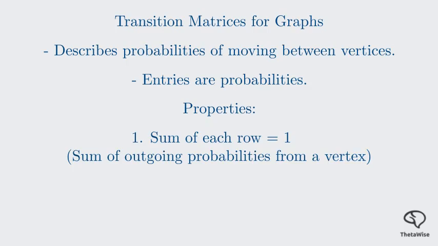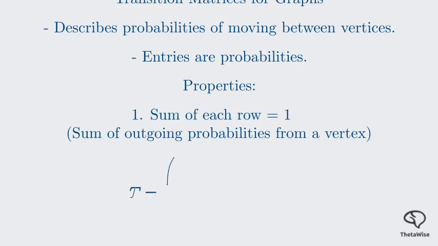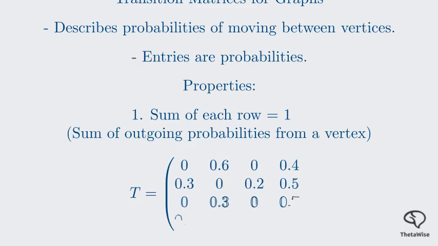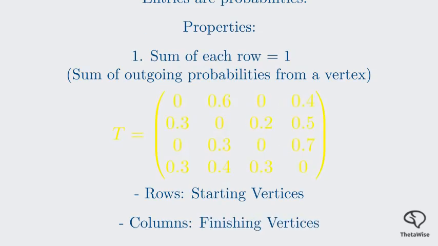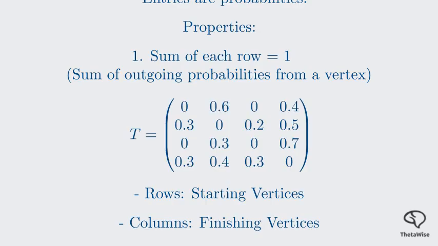In this specific book's convention, the rows represent the starting vertices and the columns represent the finishing vertices. This means that to find the probability of moving from, say, city A to city B, we look at the entry in row A, column B. The given example matrix T follows this convention. From city A, there's a 0.6 probability of going to B and a 0.4 probability of going to D. Notice that 0.6 plus 0.4 equals 1, satisfying our row sum property.